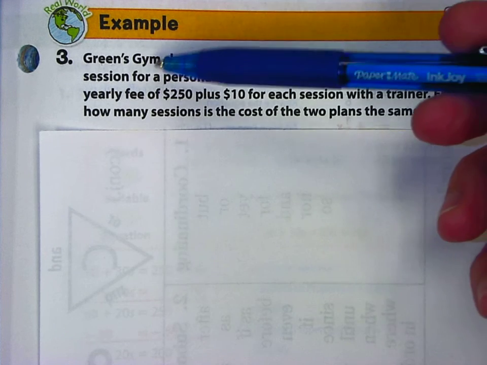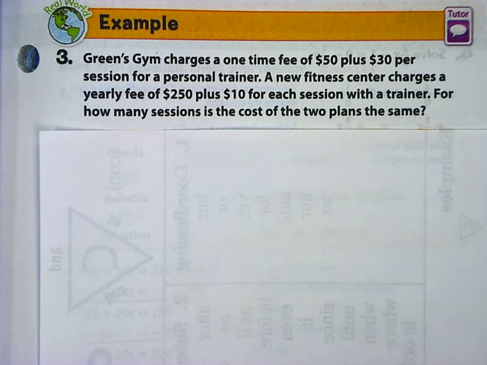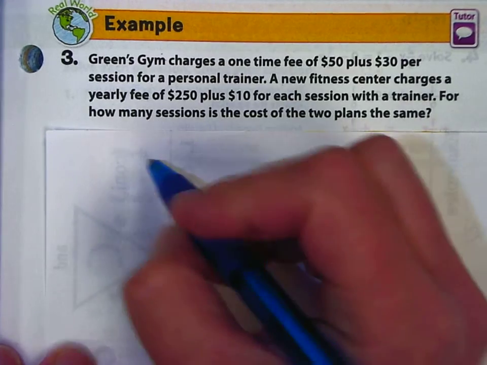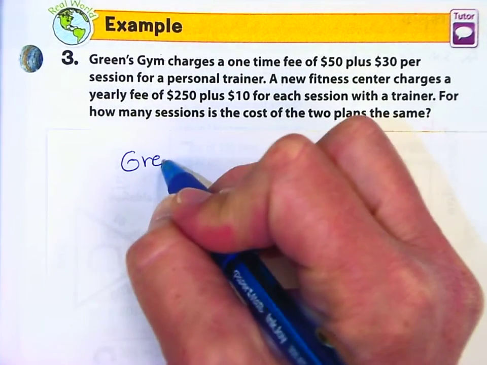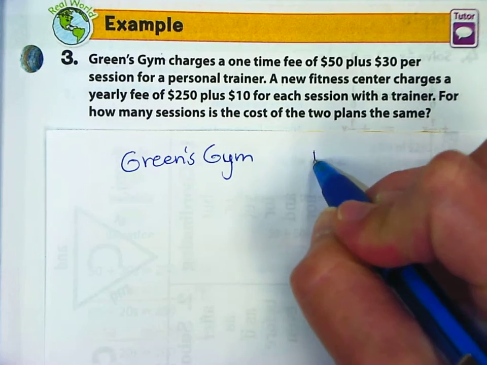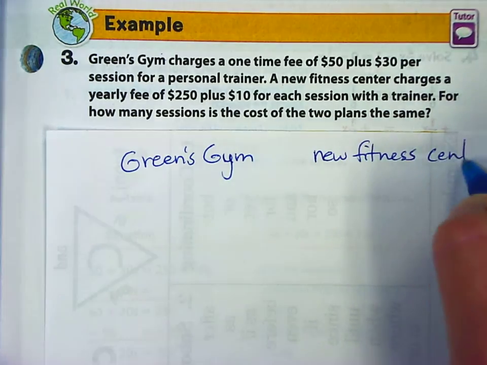Okay, so they want you to compare these two fitness centers and figure out how many sessions you would need to buy in order to pay the exact same with each gym. So we're going to set up an equation. Okay, we're going to write Green's Gym information on the left and the new fitness center on the right.